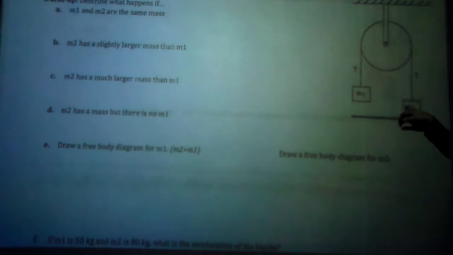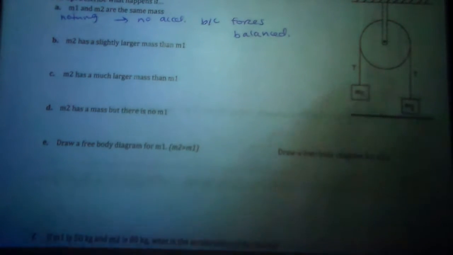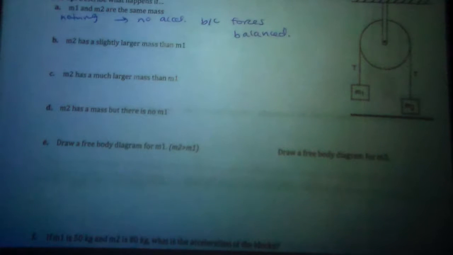These two have the same force because in this case it's the force of gravity, and if they have the same mass, they're going to have the same force of gravity. So here, nothing is going to happen. There's going to be no acceleration because the forces are going to be balanced. And we'll be drawing the free body diagrams for these in a minute, but if they're the same mass, then they'll be equal forces.